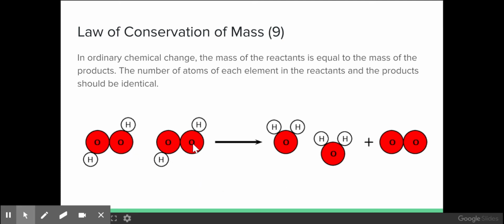All four of these oxygen atoms are accounted for on the other side of this equation, just as all of the hydrogen atoms are also accounted for after the reaction. Atoms can recombine, but when they do, they don't disappear. They just form new substances.